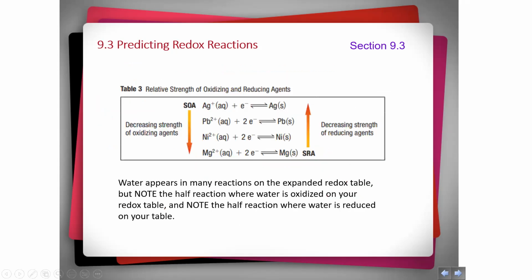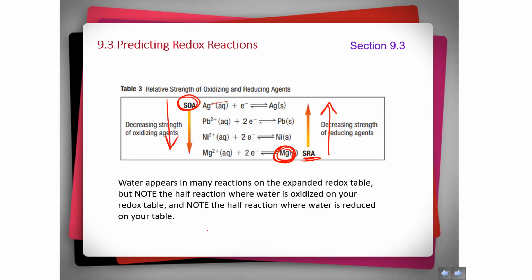But you could combine these two tables, and you end up with this table. This is a table of reducing and oxidizing agents. You list the strongest oxidizing agents in this top corner here, and the weakest down here. But the weakest oxidizing agent is now the strongest reducing agent. So you can read this side or you can read that side, depending on what you're looking at.